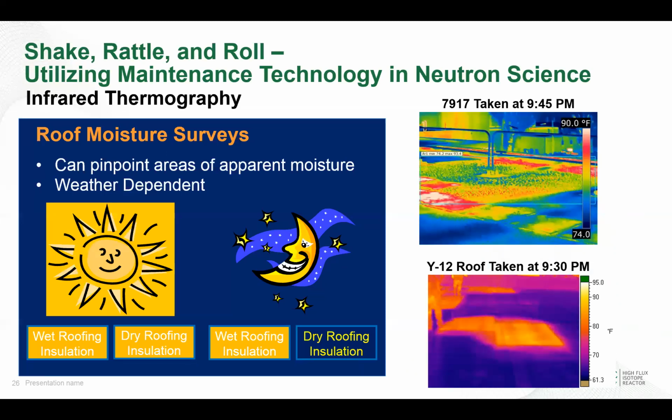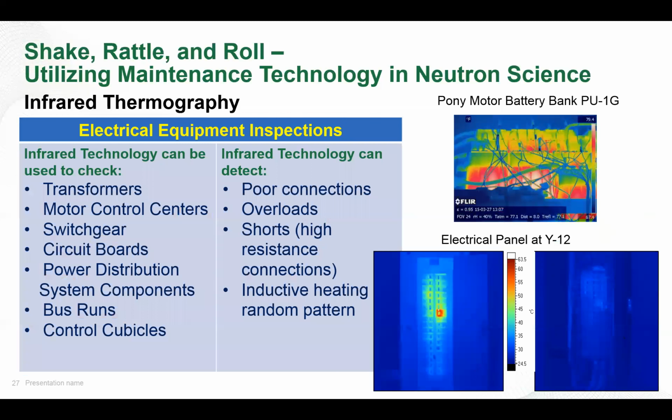The interesting phenomenon that happens is that you see these rectangular shapes when you do your survey. As you see, I put the time up here. This one was taken at 9:30 in the evening. The one above, I think, was about 9:45. The thing you notice is these rectangular shapes. If it was something else, you wouldn't see straight lines, but straight lines are an indicator that you probably have some wet roof and are going to get some leaks pretty soon.